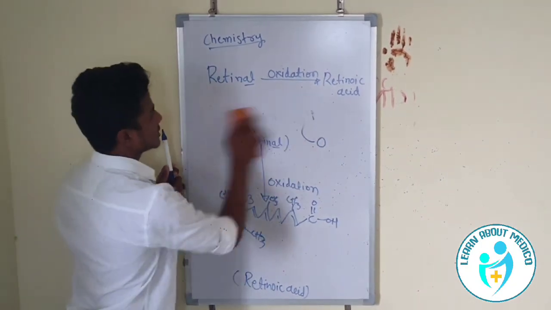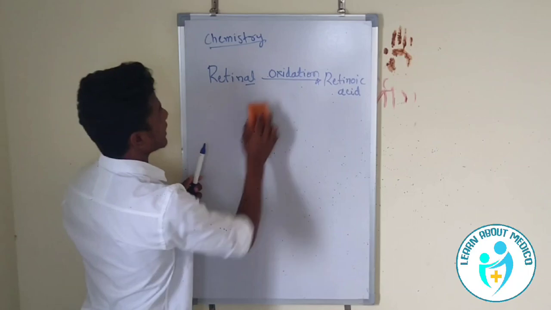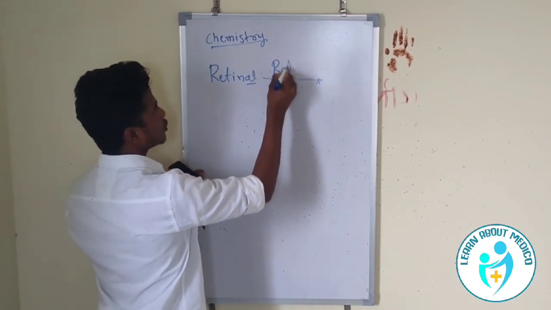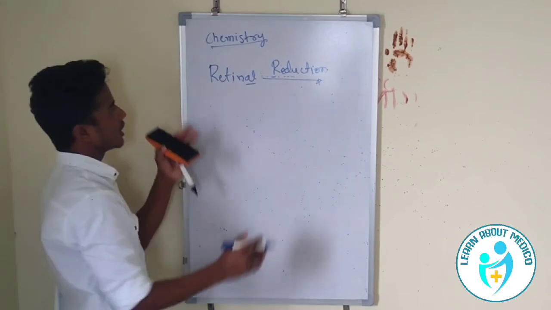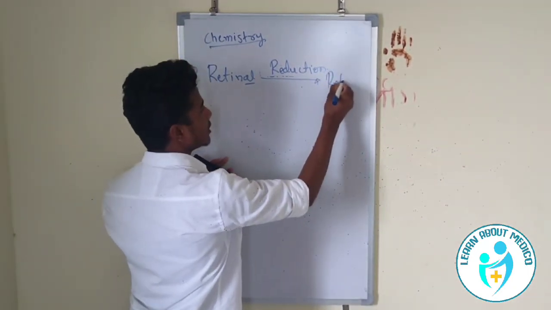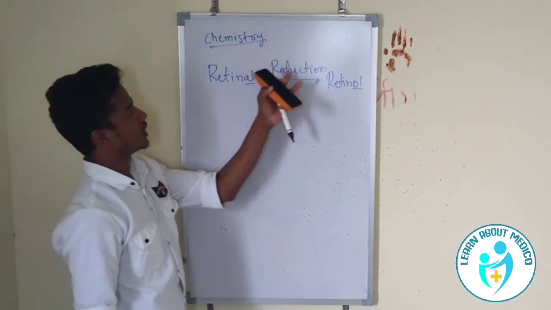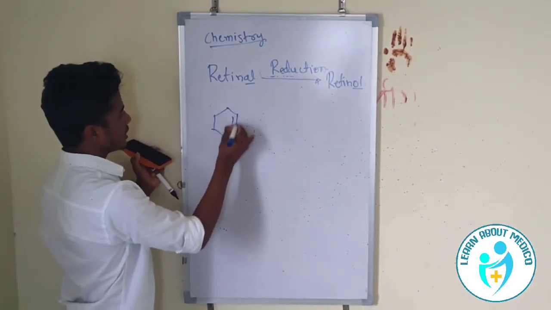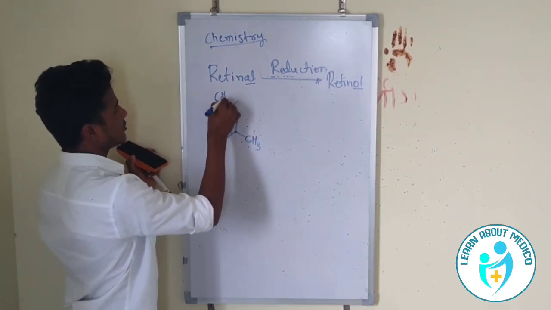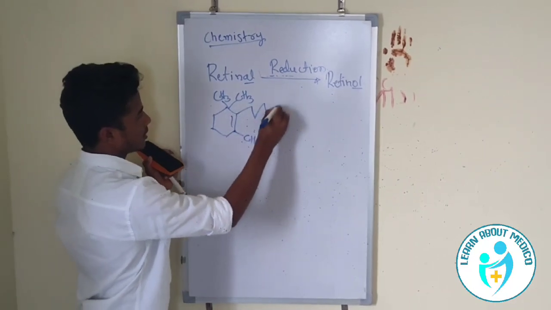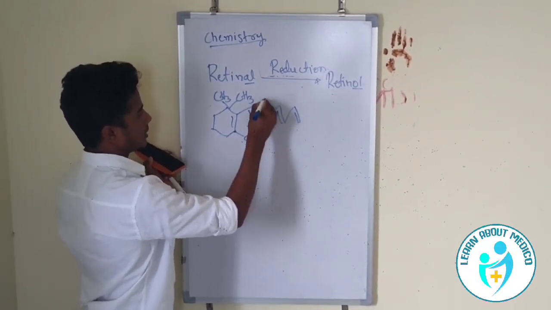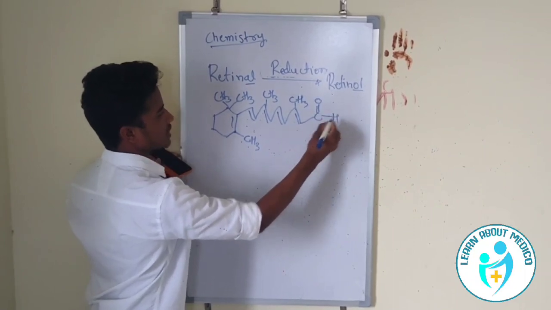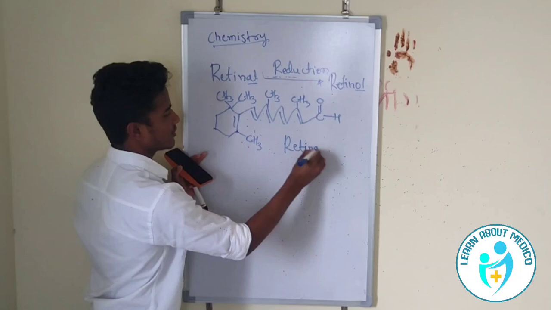And after that, the second one is, if this retinal undergoes reduction, it gives retinol. I will show you with the structure. As you know, this is the structure of retinal: CH3, double bond, double bond, double bond, double bond. Here is CH3, here is also CH3, and here C double bond O, and this is H. This is the structure of retinal.